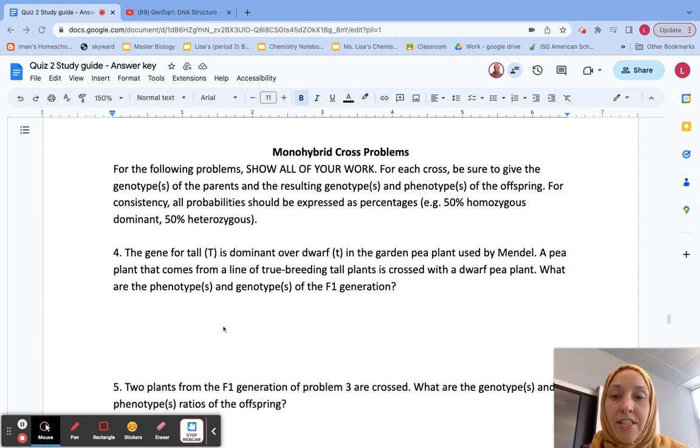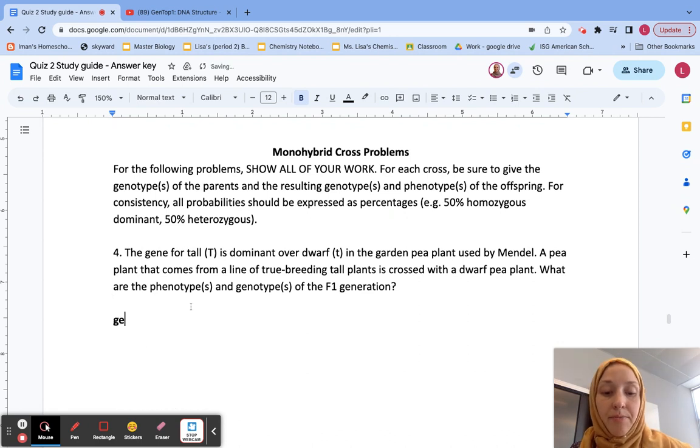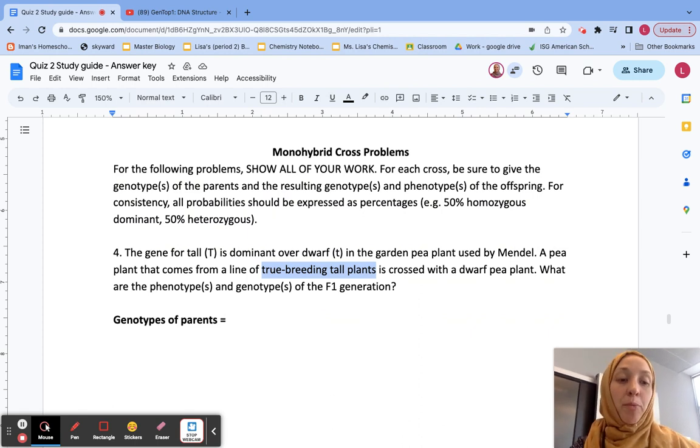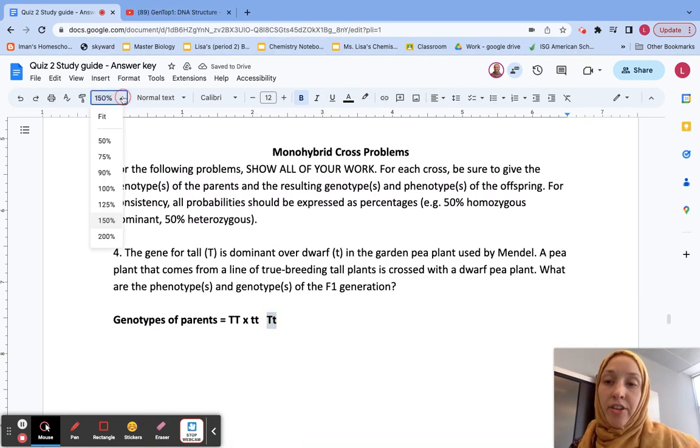First we want to ask ourselves, what are the genotypes of the parents? My first parent is a true breeding tall plant. If it's true breeding, this means it's going to be homozygous, and it's a tall plant. So it's going to be homozygous tall. And my second parent is crossed with a dwarf pea plant. Dwarf is my recessive trait, so in order for it to show the dwarfism, it has to be homozygous recessive. It can't be heterozygous, because if it's heterozygous, then it would show the dominant trait.